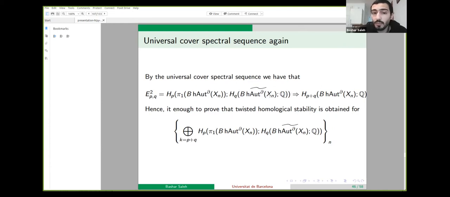And here we have Lie models and stuff. Here we don't. So it's probably easier to prove homological stability on this side than here. And the twisted homological stability here implies homological stability here. So it's enough to prove twisted homological stability for this sequence as n gets larger.